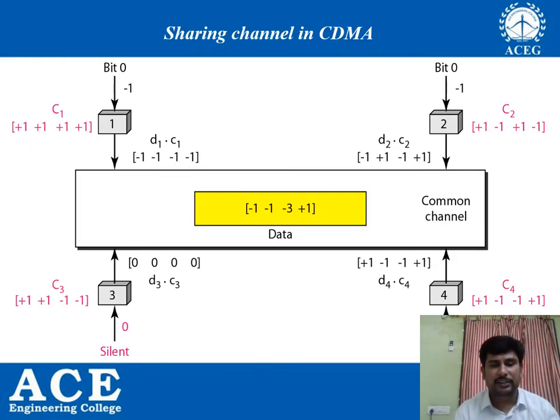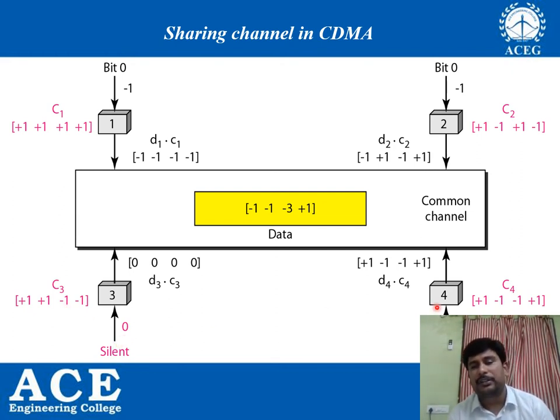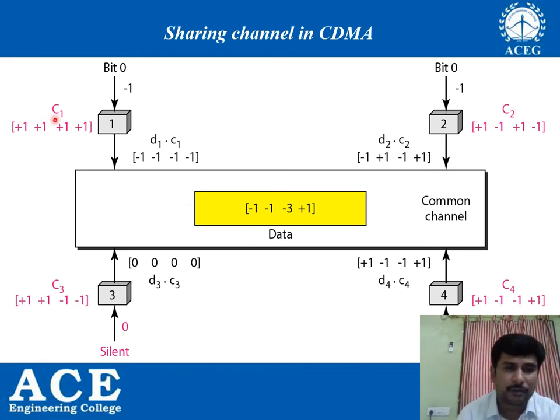Let us try to understand the example which we have seen here. Of the four devices, device 1 and device 2 want to transmit bit 0, so their data is represented with minus 1. So D1 and D2 are minus 1. Device 3 would like to remain silent, so the bit is 0. And D4, that is device 4, would like to transmit a bit 1, so D4 equals plus 1. So D1 is minus 1, C1 is 1. What is the output of the first device? D1 dot C1. When you multiply this, you will get minus 1, minus 1, minus 1 and minus 1.